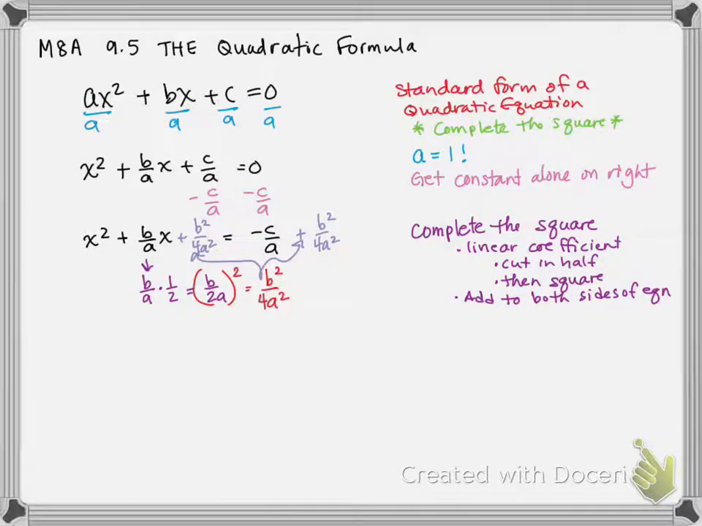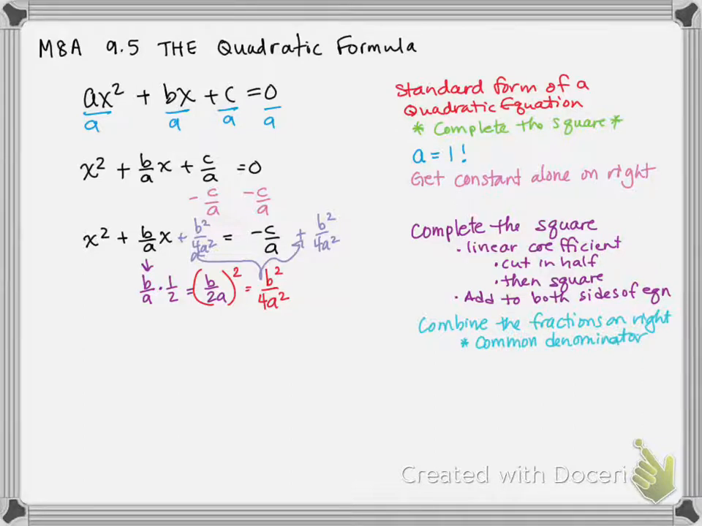Now, what we're going to do is the left side is good. The right side, though, we're going to have to combine those terms. In order to combine those terms, we are going to need to find a common denominator. So we're going to combine the fractions on the right, common denominator.